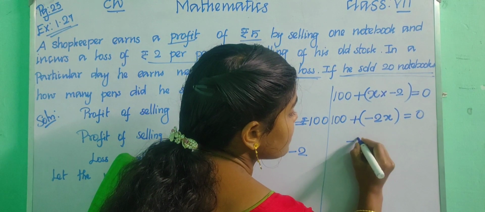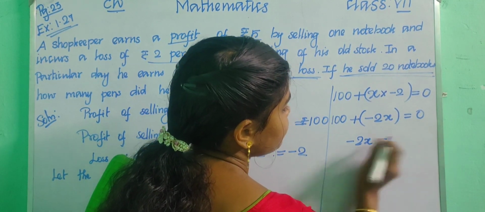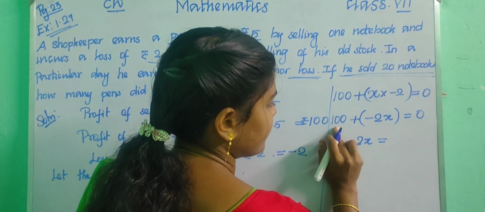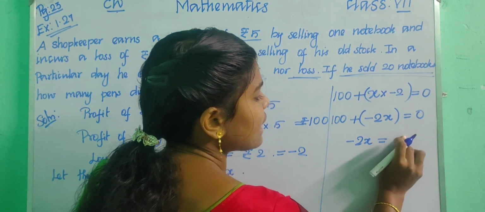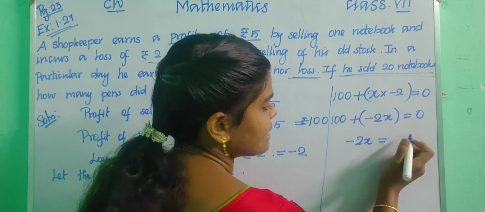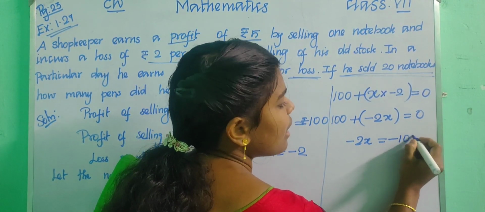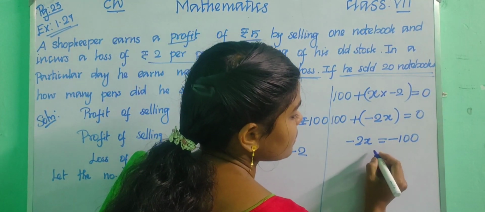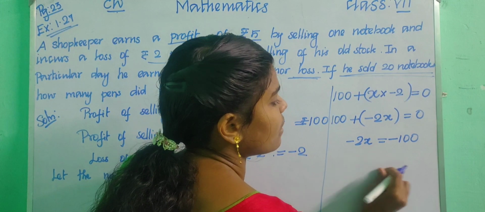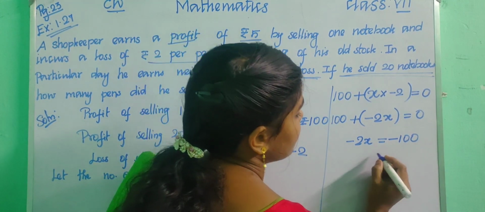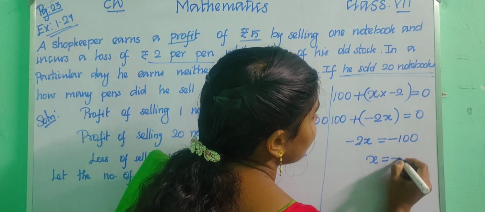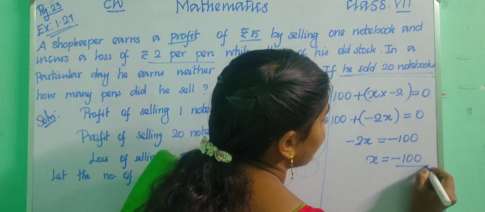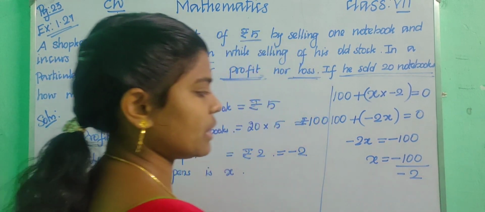So minus 2x is equal to, we are having plus 100, right. If you are moving this to the other side, we will change the sign, right. So minus 100. Just keep x on one side and the constants on the other side. So x equals minus 100 upon minus 2, okay children.